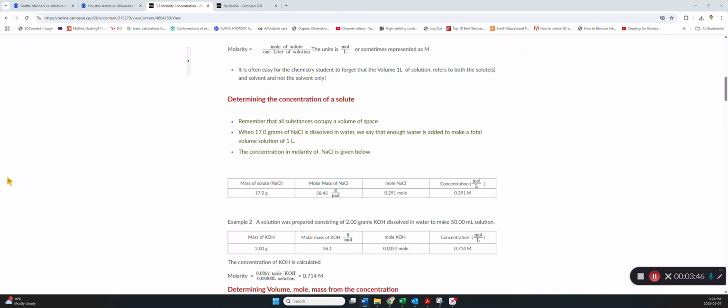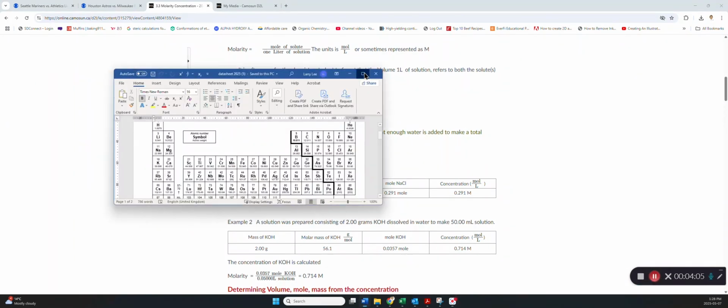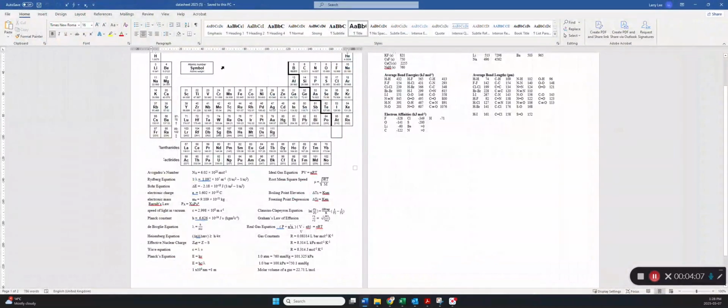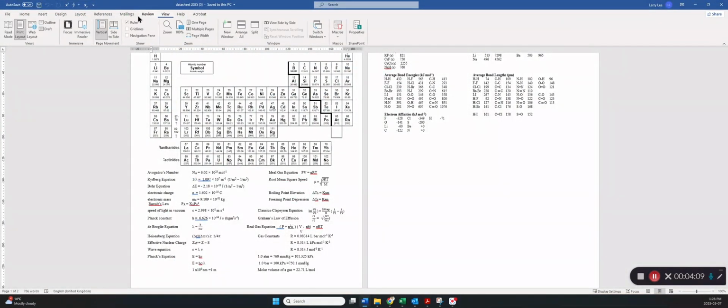So in the periodic table, what we got here, if I could pull this over, no, can't pull this over. Doesn't want me to pull over this. Okay, I'm just gonna pause. Here's my periodic table. I'm just gonna expand the view of the periodic table.